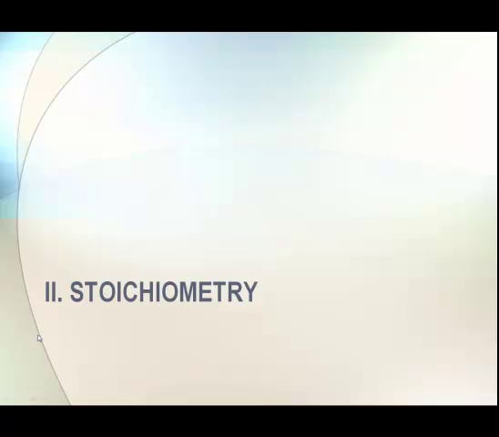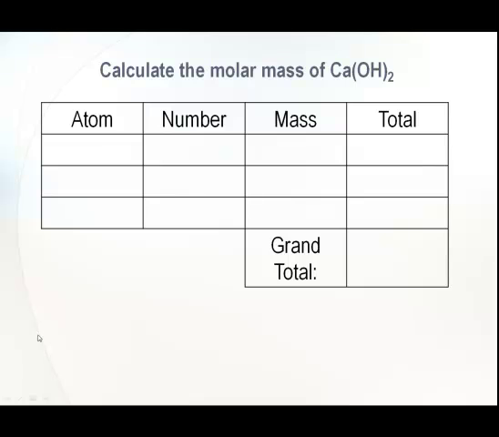Next topic that we covered was stoichiometry, so let's get started with those problems. First question asks us to calculate the molar mass of calcium hydroxide. That's Ca(OH)2. Hydroxide is a polyatomic ion, and that 2 after the hydroxide tells us that I've got 2 hydroxide ions for every 1 calcium atom. So everything inside those parentheses is doubled.